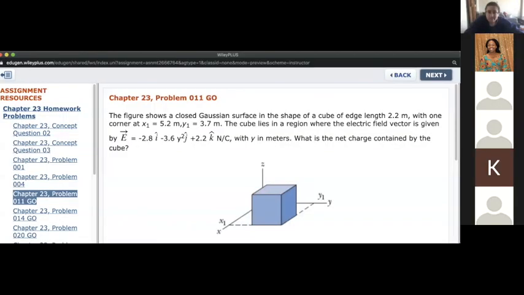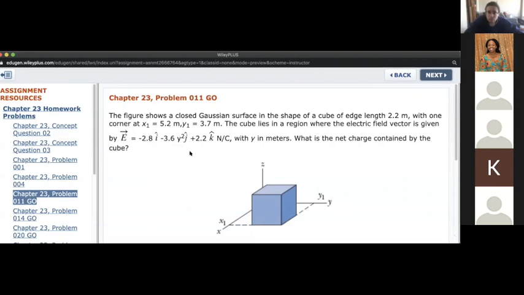Let me bring up the homework. And if you'd like, get out your Wiley homework, and we're going to look at a homework problem. Let me share my screen with you. Let's take a look at problem 11 from chapter 23.